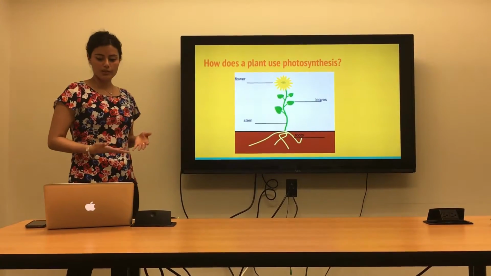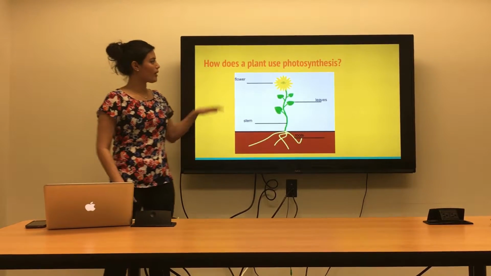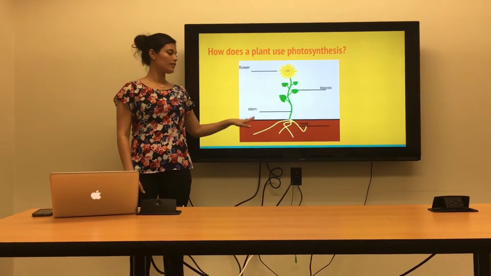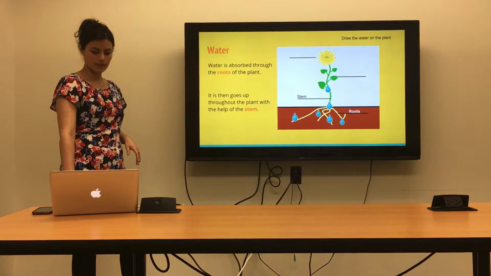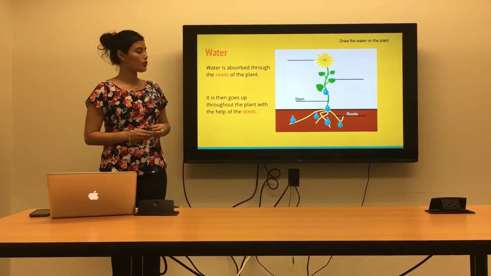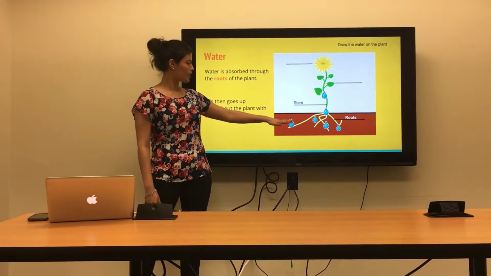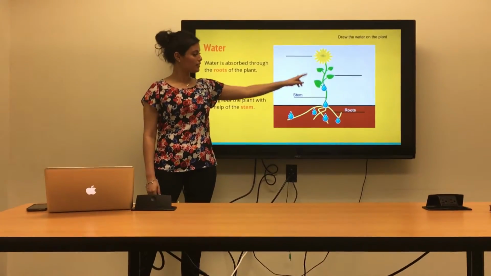How does a plant use photosynthesis? Well, from a previous lesson, we know that these are the parts of the plant. We have the flower, leaves, stem, and roots of the plant. Water is absorbed through the roots of the plant, way down here below the soil. Water is then transferred through the stem, all through the plant.